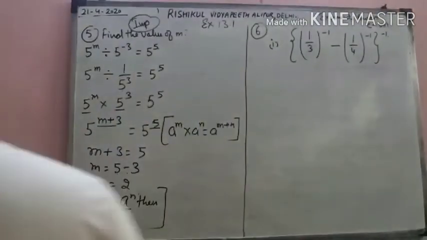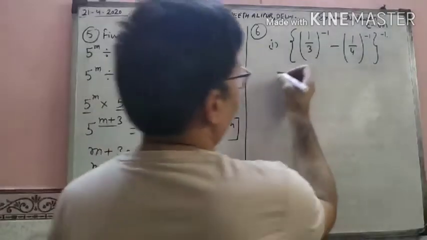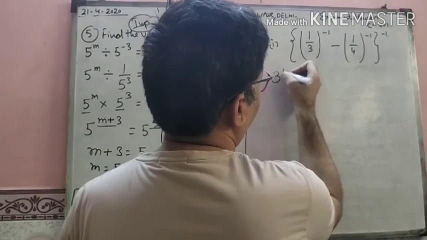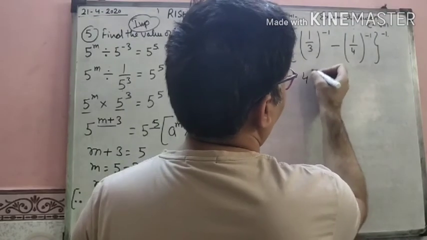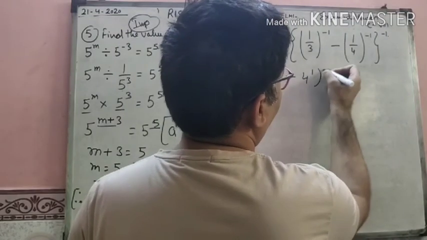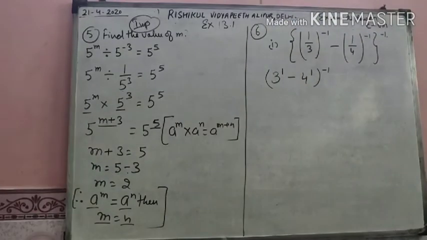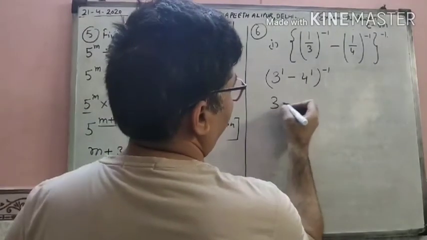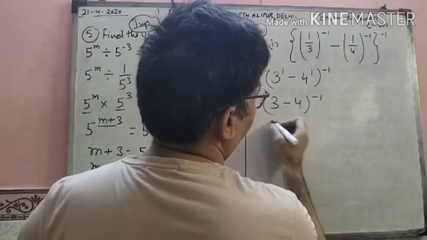How can we write it? It can be written as 3 raised to power 1 multiplicative inverse. It can be written as 4 raised to power 1 into minus 1. Now what will we do? This is simple multiplication, 3 minus 4. The result is minus 1.